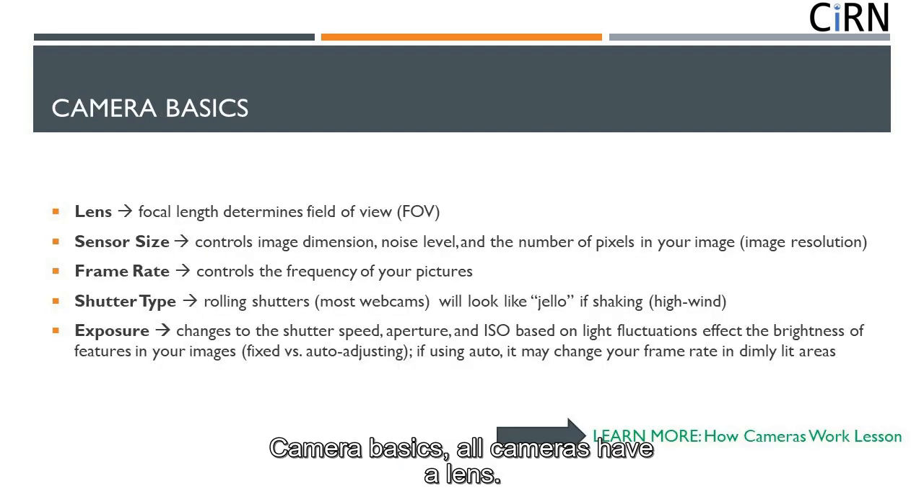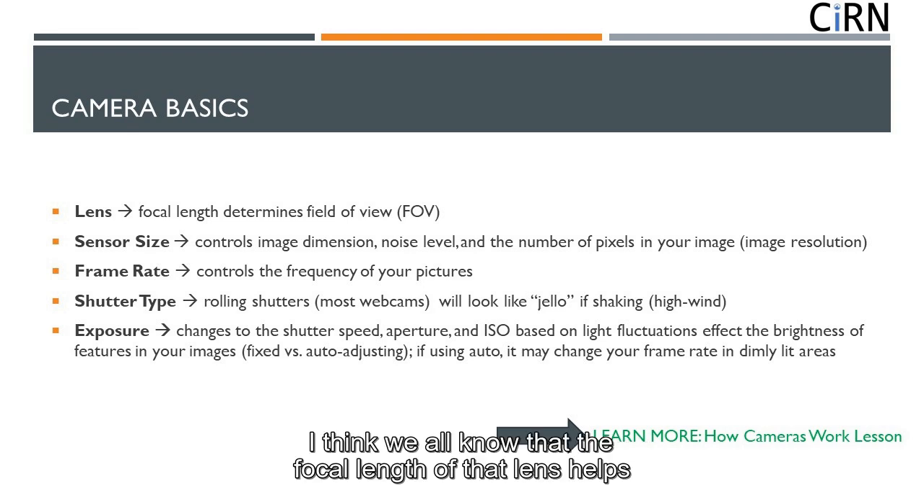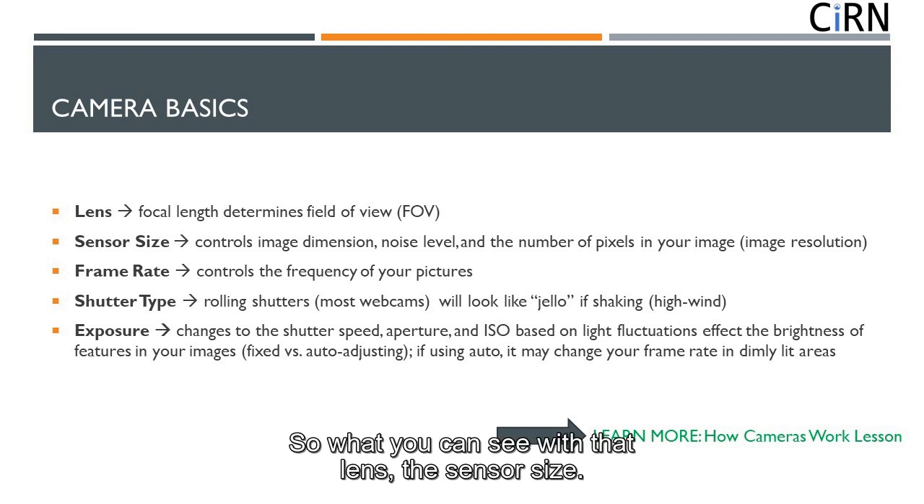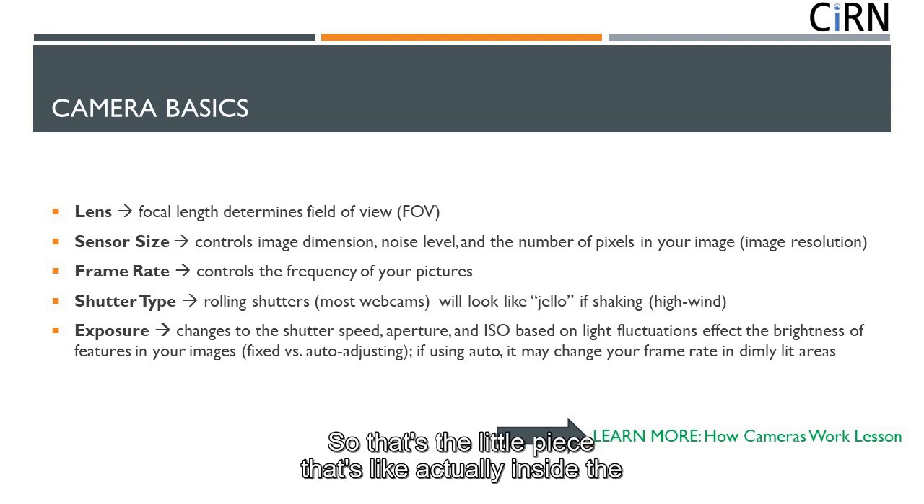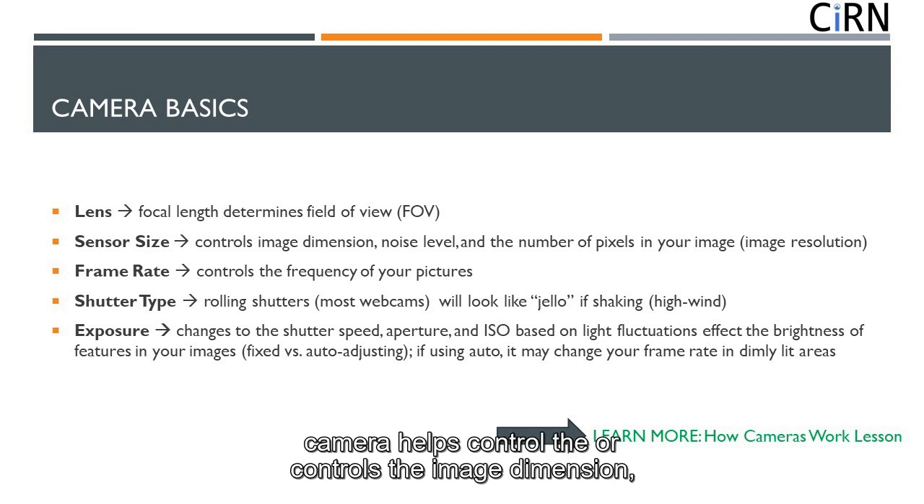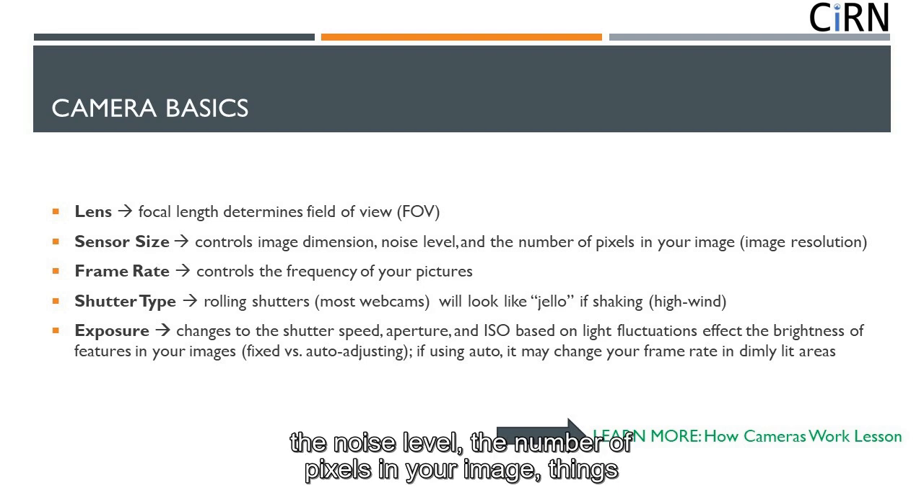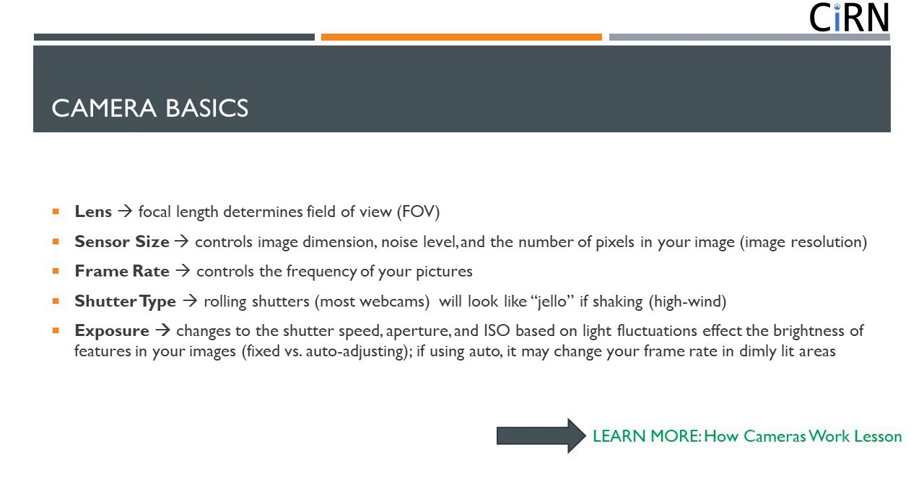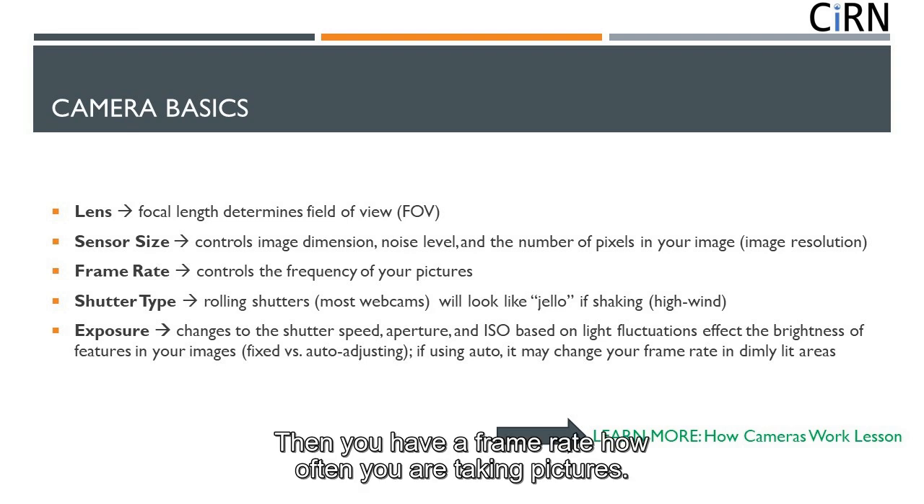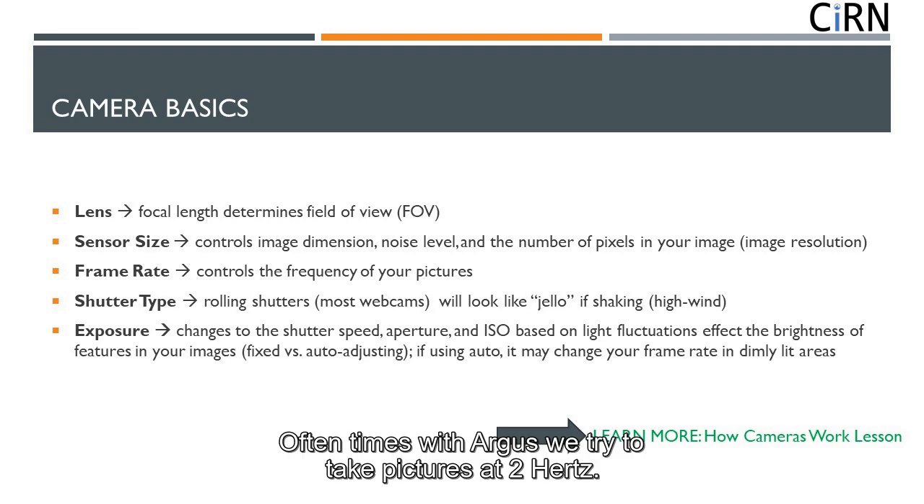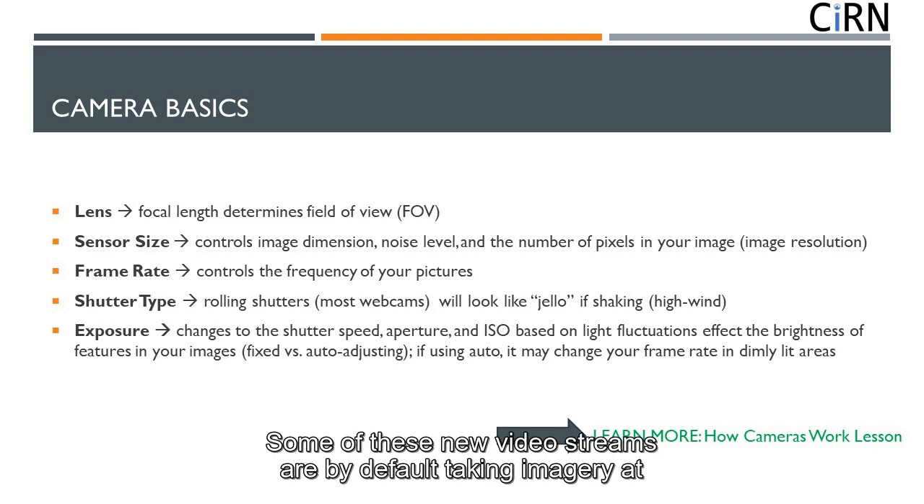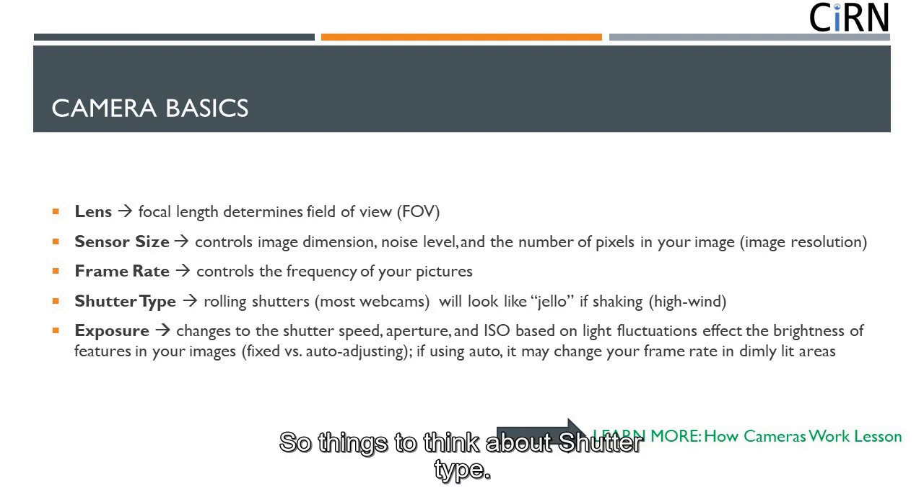Camera basics: all cameras have a lens. I think we all know that. The focal length of that lens helps determine your field of view, so what you can see with that lens. The sensor size, the little piece that's actually inside the camera, helps control the image dimension, the noise level, the number of pixels in your image, things like thinking about image resolution. Then you have a frame rate, how often you are taking pictures. Oftentimes with Argus, we try to take pictures at 2 hertz. Some of these new video streams are by default taking imagery at 30 frames per second. So things to think about.